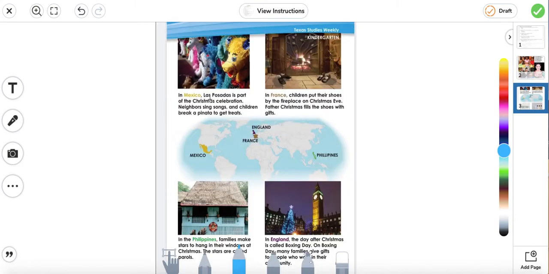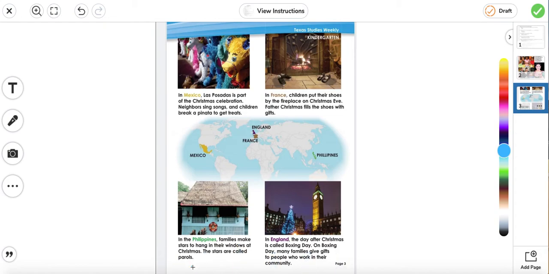In Mexico, Las Posadas is part of the Christmas celebration. Neighbors sing songs and children break a piñata to get treats. Sometimes on our birthday, we have a piñata as well. And we like to hit it to get the candies out. In France, children put their shoes by the fireplace. On Christmas Eve, Father Christmas fills the shoes with gifts. This is similar to the American tradition where they put stockings by the fireplace.